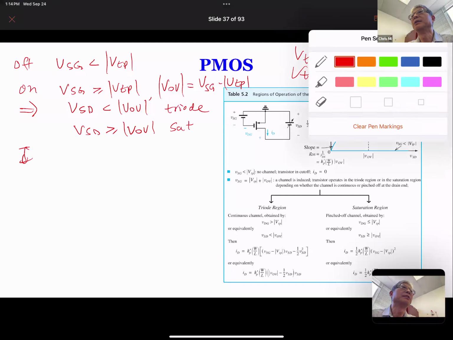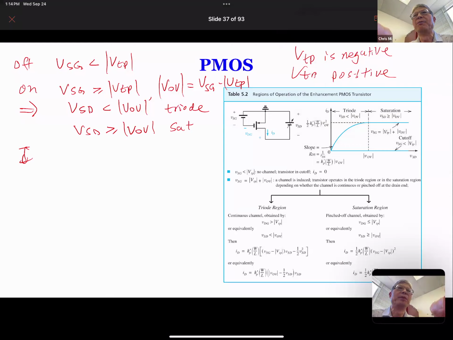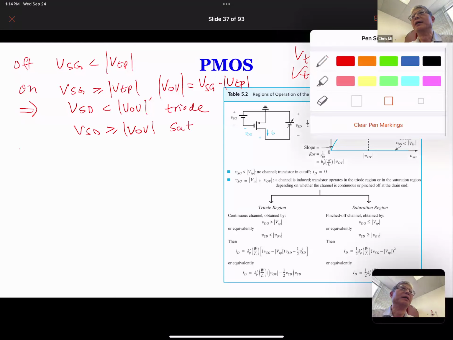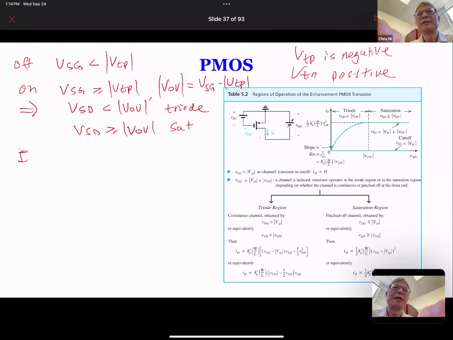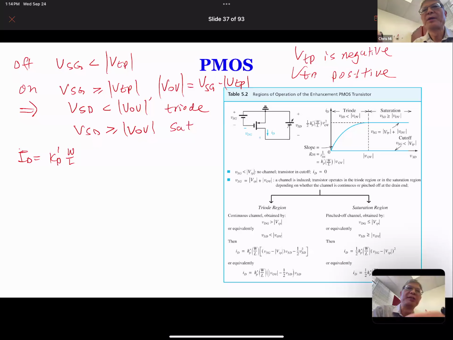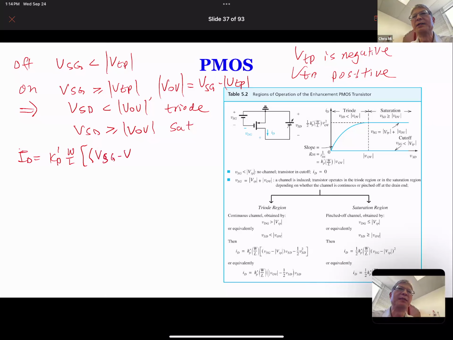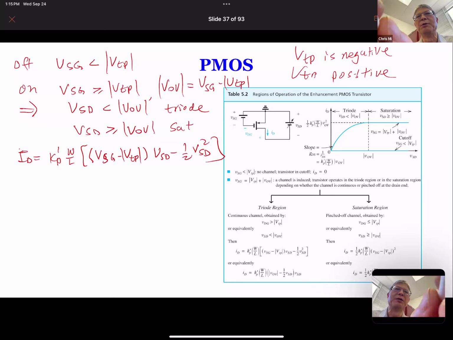is going to be very similar to the one of NMOS. So we can write ID equal to Kp, now it's Kn, multiplied by the width to length ratio, and multiplied by VSG now inside, minus the absolute value of VTP, times VSD minus 1/2 VSD squared. That gives you the current in the triode mode.